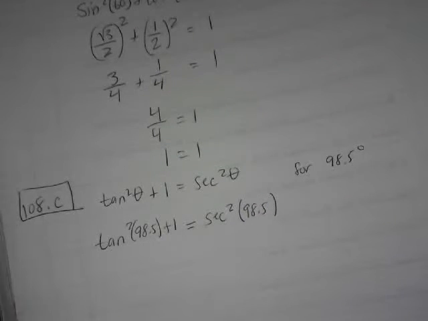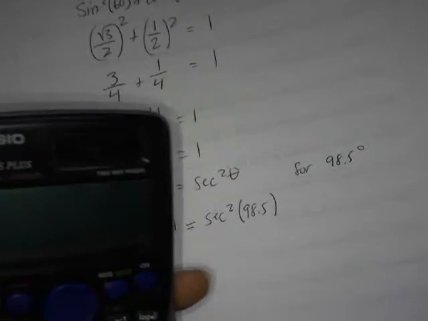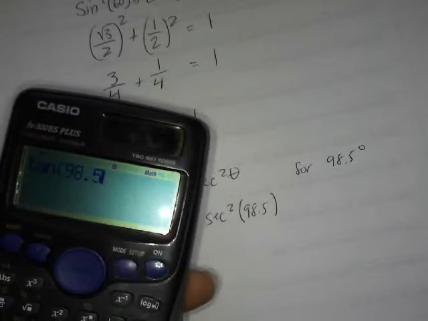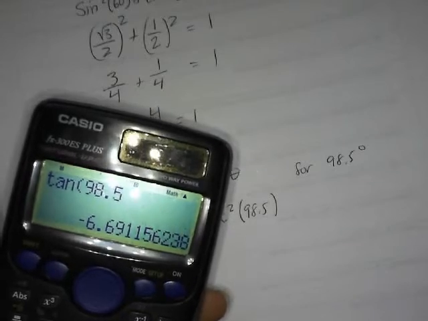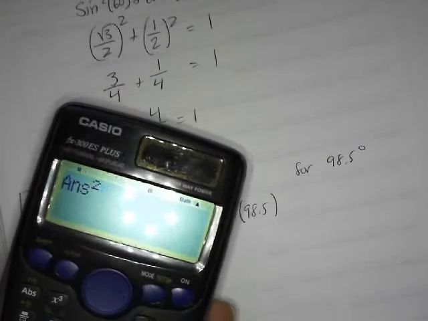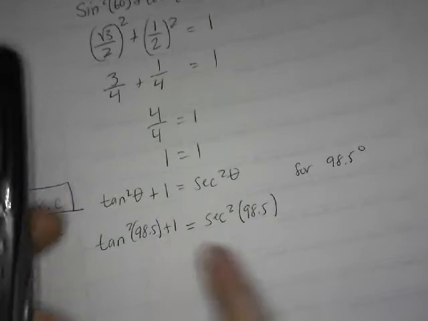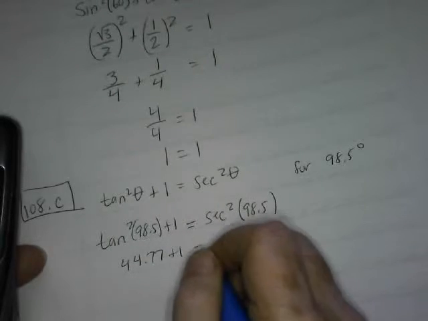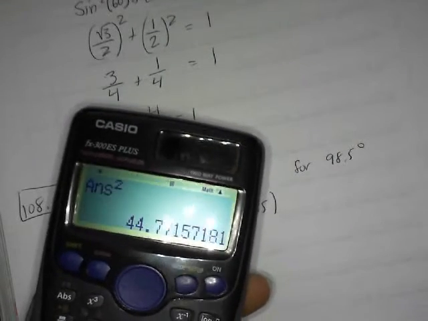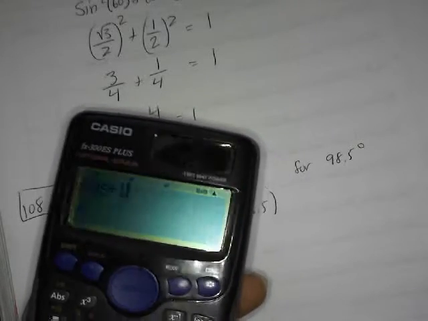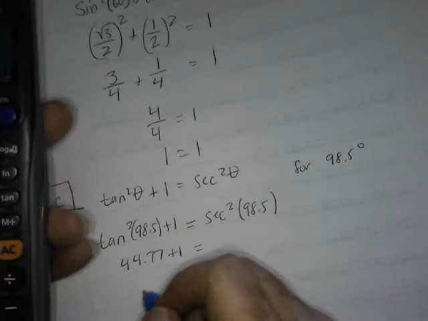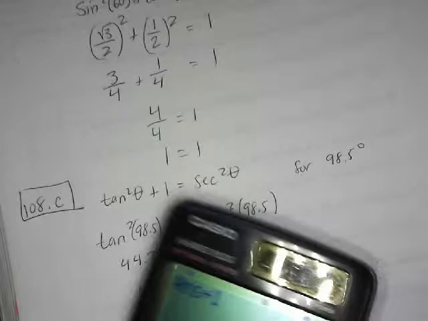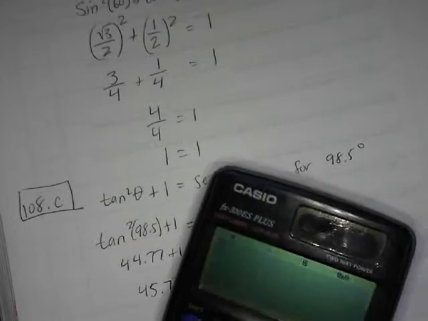Okay, so that means I have to find tangent of 98.5, and then when I get it, I have to square it. So on my calculator I go tangent, and that's what it equals. But then I have to square it, so I push my little square button. And then I have to add, so that's about 44.77 plus 1. I'm just going to add the 1 to it right away. So that's 45.77-ish.